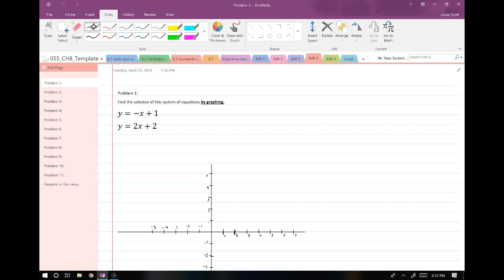Okay, do a rough estimation. As long as it's in the right general area, it's total success for me.